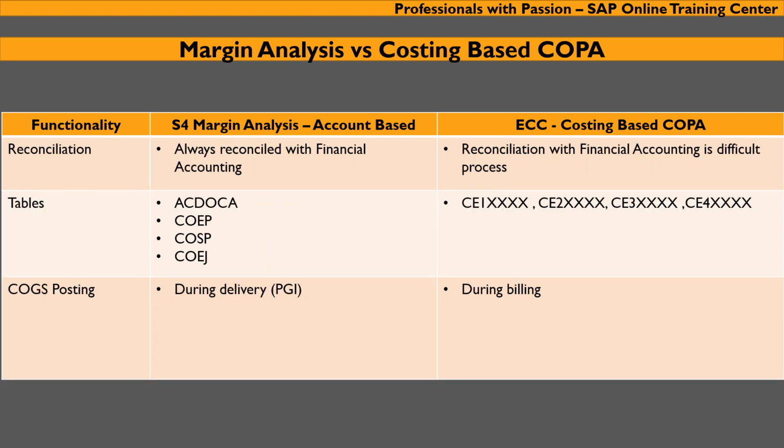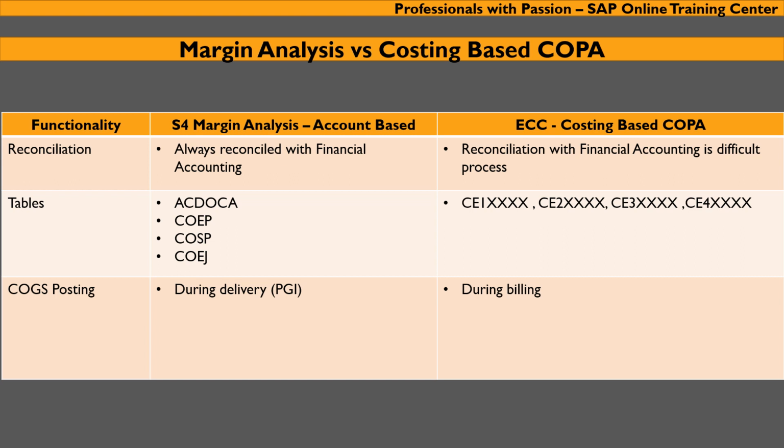The next point is reconciliation. If you are using account based COPA, it is always reconciled with financial accounting. No need to reconcile separately. If you are using costing based COPA, we need to reconcile COPA versus financial accounting. Earlier, we used the transaction code KE24 to do this. That report will give the difference between COPA versus financial accounting.